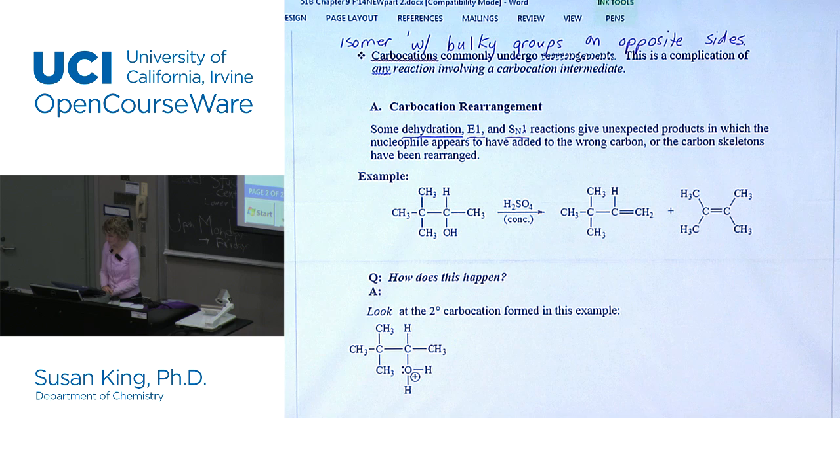All right, so here's a good example here. This is dehydration. How do we know it's dehydration? We have H2SO4 and concentrated H2SO4. And this is our expected product.